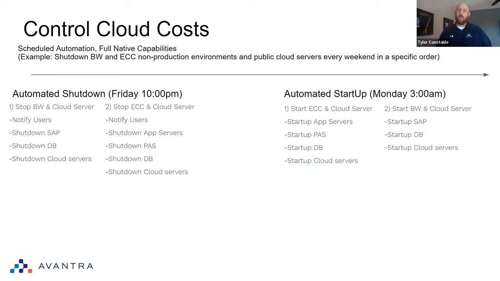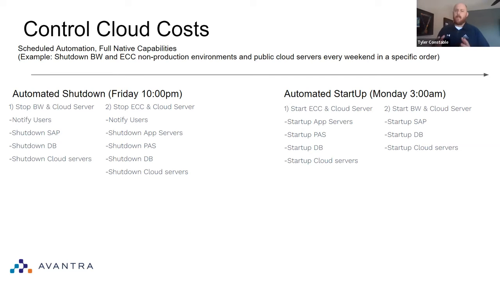Now, there might be a situation where you don't need all of your environment up and running 24/7, 365. You may not need all of your non-production systems, let's say, over the weekend, or perhaps in the middle of the night. It really depends on your specific environment. So let's go through an example where you don't need non-production, so you don't need development and quality over the weekend. On Friday night, you can set up full automation in Avantra to bring down SAP, bring down, let's say, some tax software, and then bring down the actual server itself. And then Monday morning, before everyone gets in, bring everything back up again.